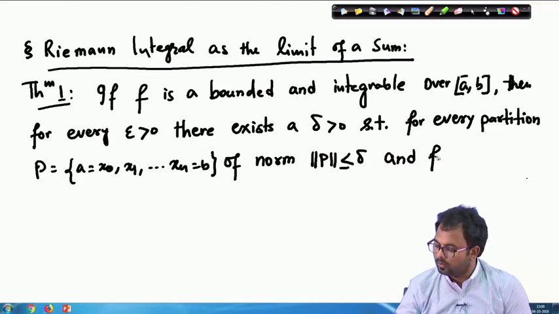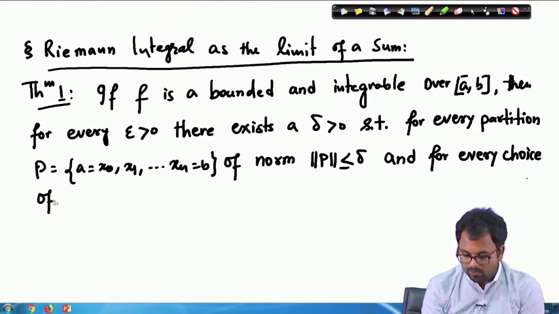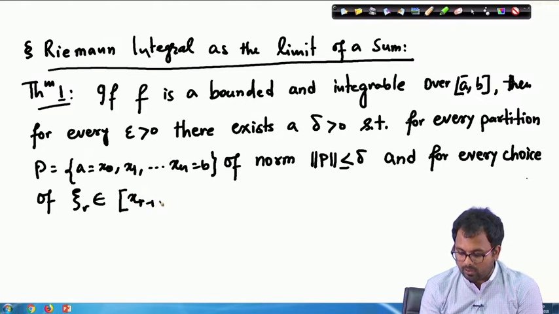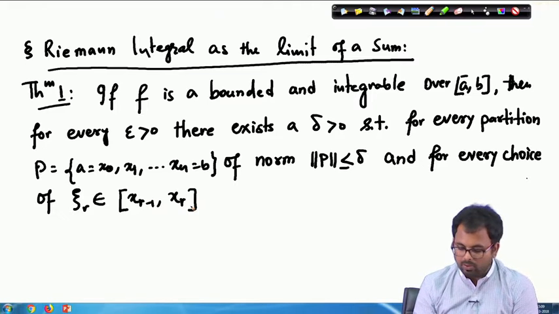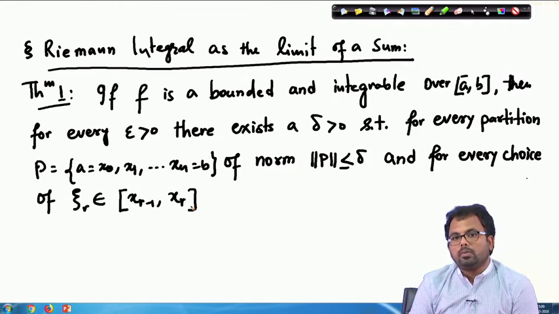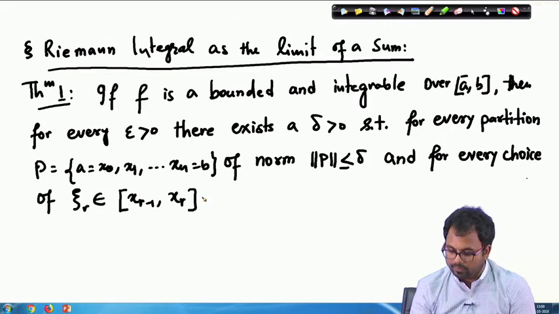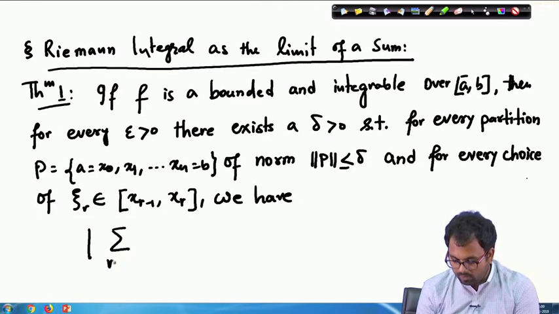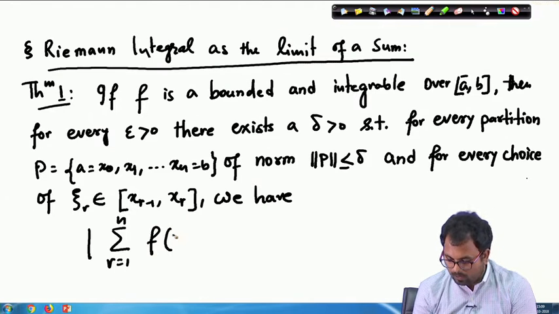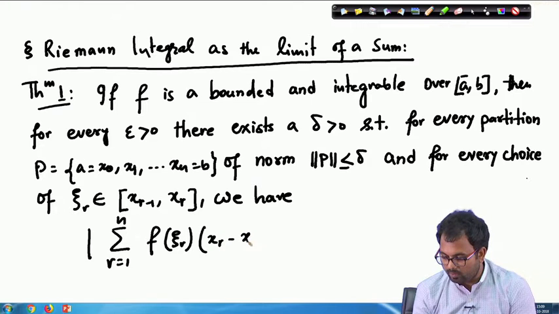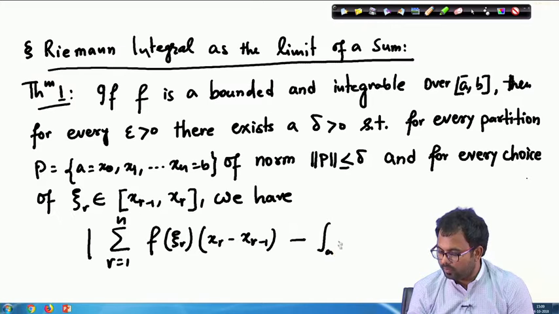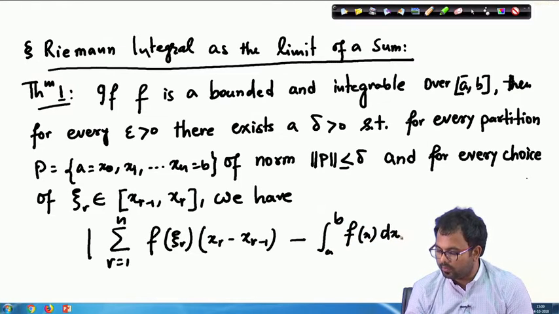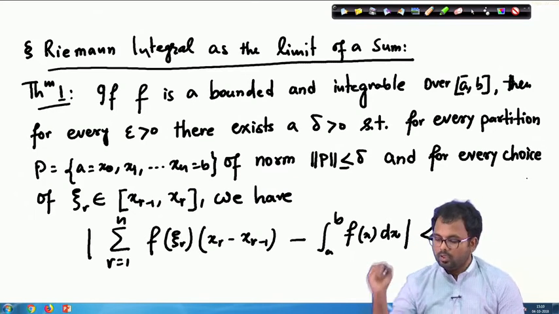and for every choice of psi r in the rth interval x r minus 1 to x r, we choose this point psi r in any rth interval, we have the sum of all these f psi r times x r minus x r minus 1, minus the integral from a to b of f x dx, is less than epsilon. So what does this theorem actually say?